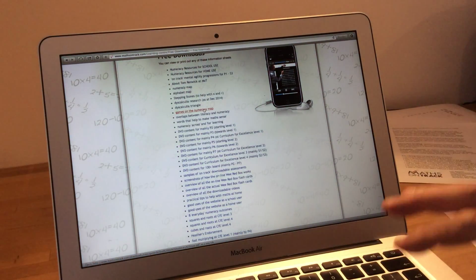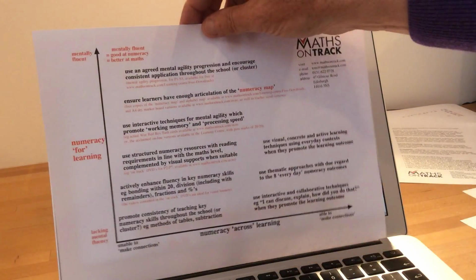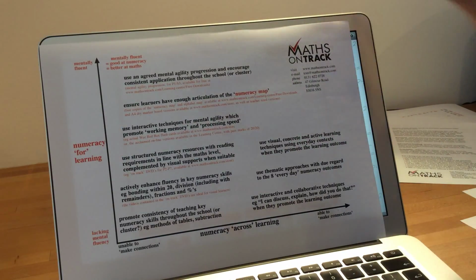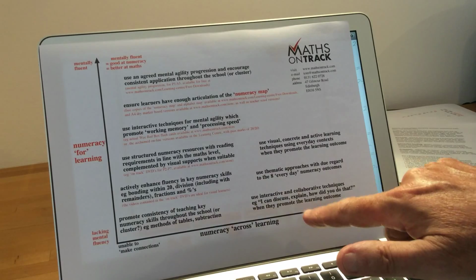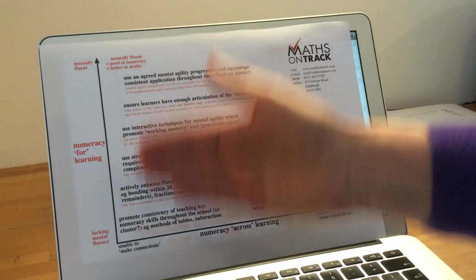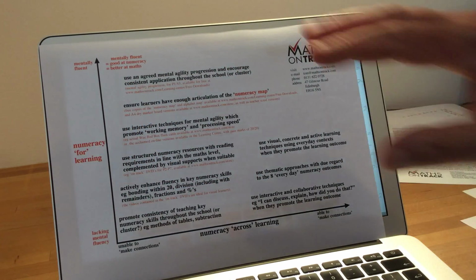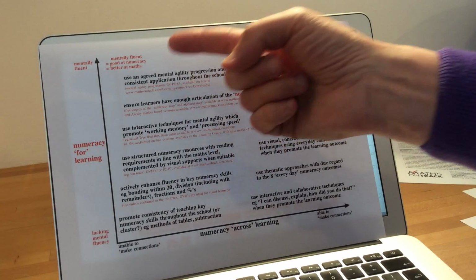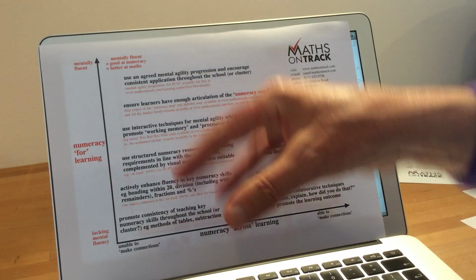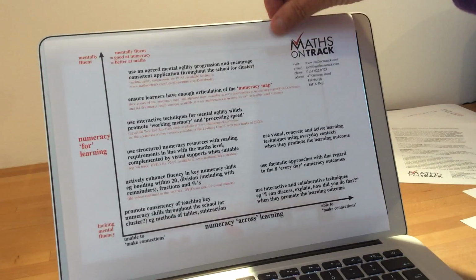As we still go through the free downloads, this is one of the handouts I use at all my talks. Numeracy across learning and numeracy for learning, and getting the balance right, and of course there's much potential for improving numeracy for learning, not just being good at numeracy for its own sake. And these are the key things that help to make that happen, either across the whole school or within the classroom. Okay?